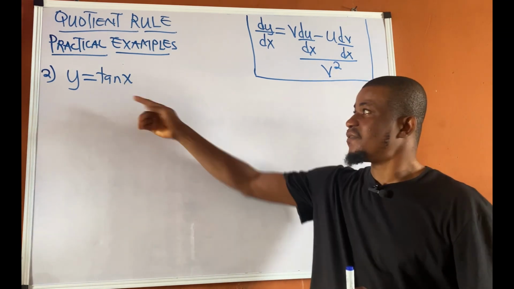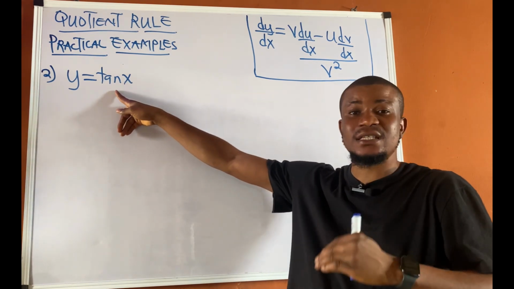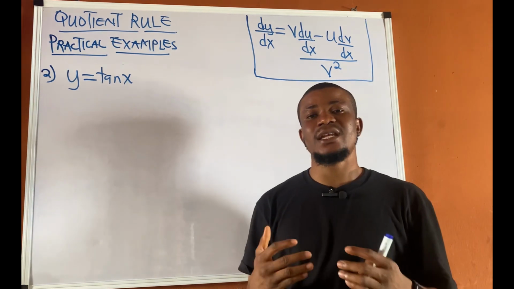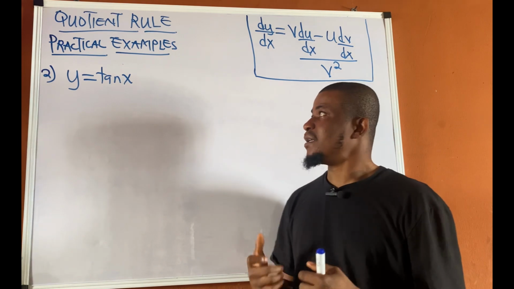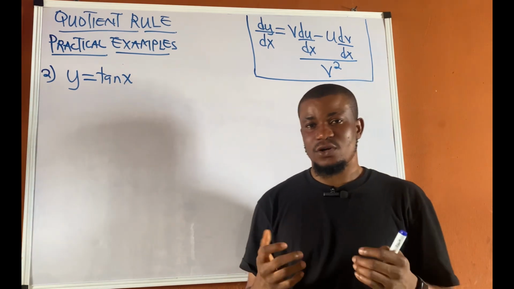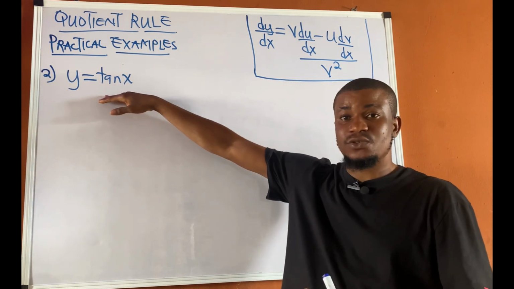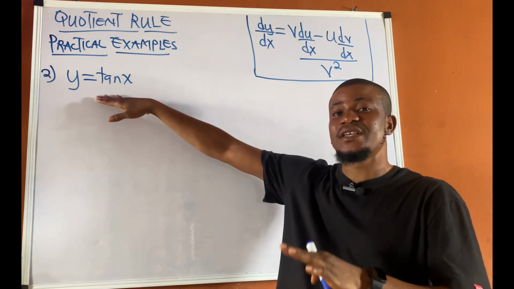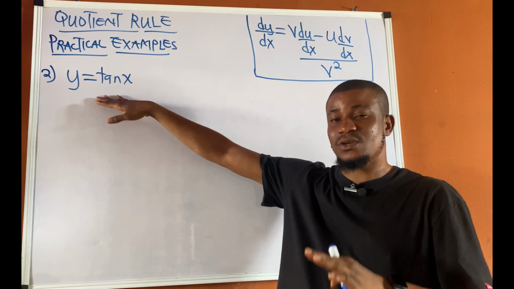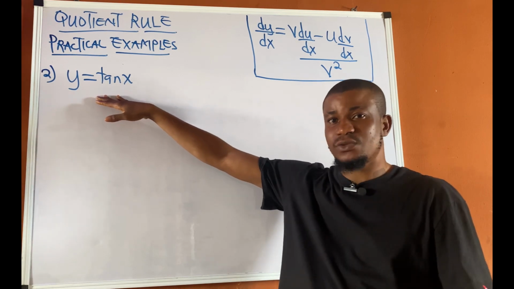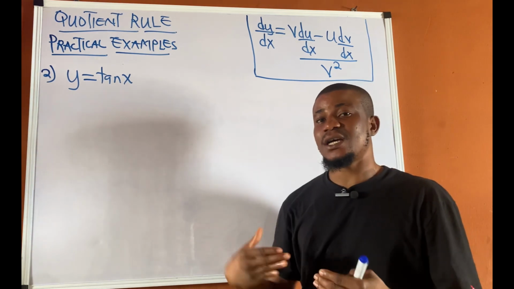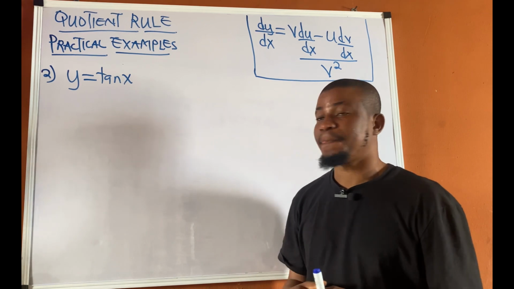You need to observe if this function is in its basic trig form. And when I mean the basic trig values, I mean sine x and cos x. Whenever you see any function, the first thing you do is to observe if it is in its basic form. If it is not in its basic form, reduce it to the basic form, and then you can now see the rule to apply.